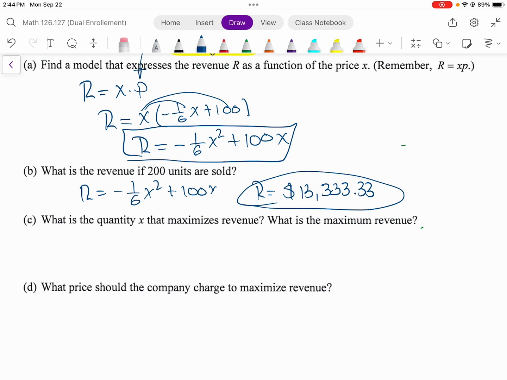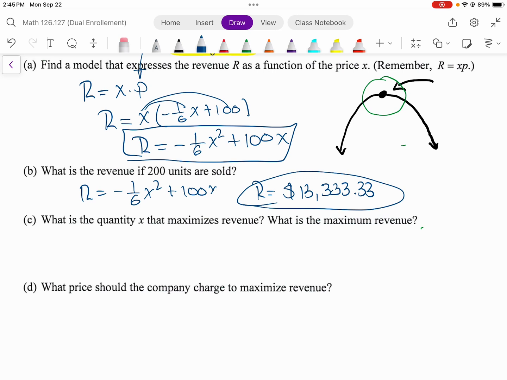Now, what is the quantity X that maximizes the revenue, and what is the maximum revenue? Now, in order for us to be able to answer this question, it's important for you to understand that we're dealing with a quadratic function. Specifically, we're dealing with a quadratic function that is concave down. So our vertex is our maximum point, which means in terms of this problem, it is the maximum value or the maximum revenue that we're going to be creating. That's why quadratic models are very useful in economics, because we're basically looking for that area.